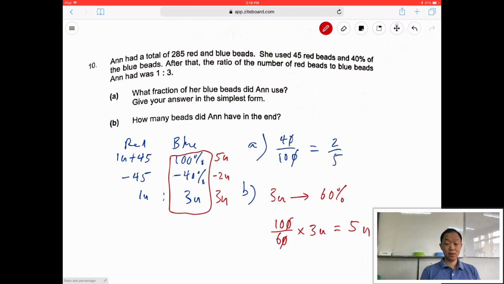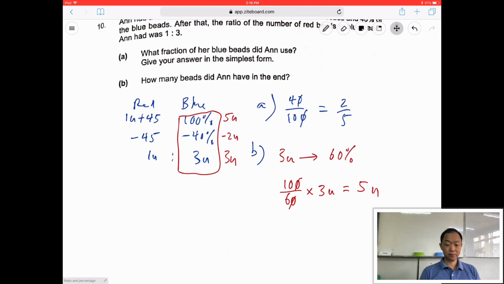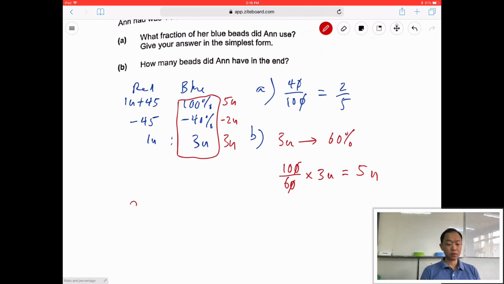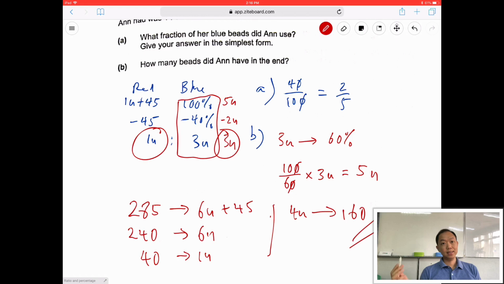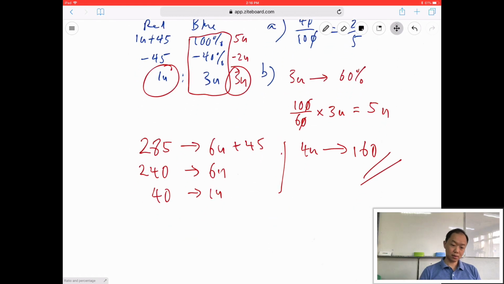So at first, 285 represents 6 units plus 45. So 6 units is actually 285 minus 45, 240. So 1 unit is 40. So if 1 unit is 40, at the end of the day, she's left with 4 units. So 4 units represents 160. That's the answer. Next.